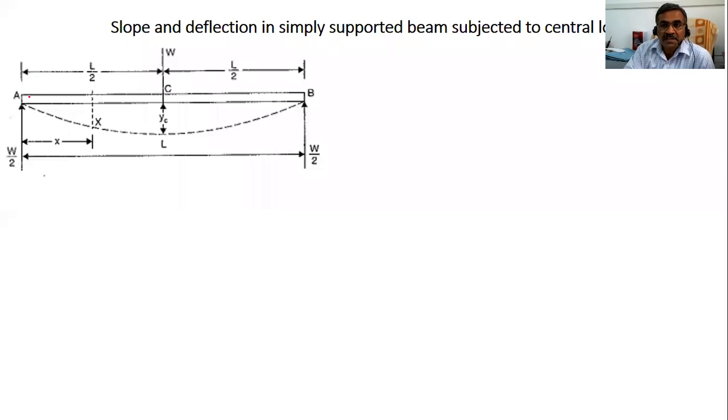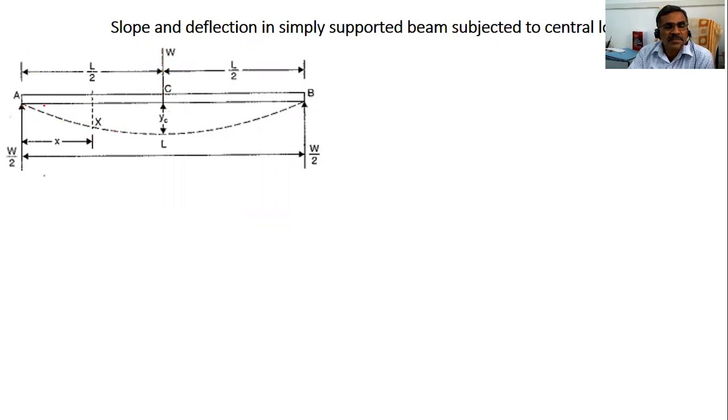Morning. Today we are going to discuss the simply supported beam. In the simply supported beam, how to calculate the slope and deflection by using the double integration method. So this is a simply supported beam. It has a central point load, where it is subjected to a downward load.